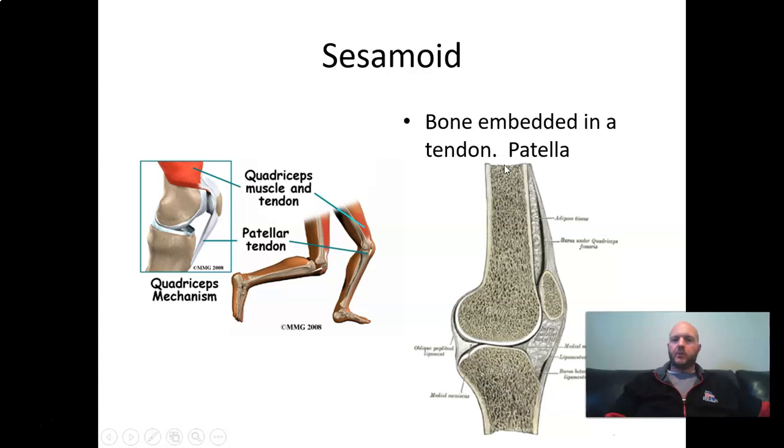And the last of them is a sesamoid bone. So sesamoid bones are bones embedded in some sort of tendon. Your patella is the easiest one for you to know. You do have sesamoid bones in your little hooves down here.